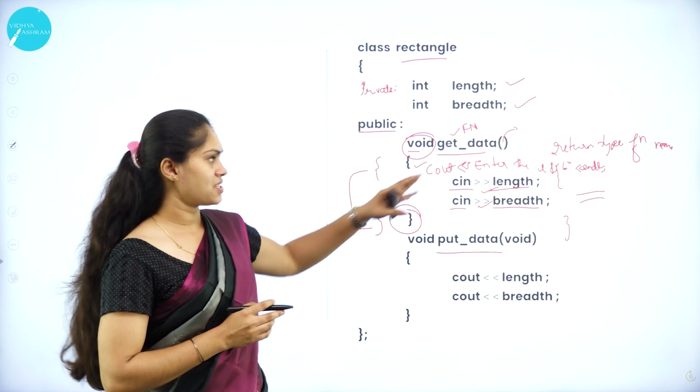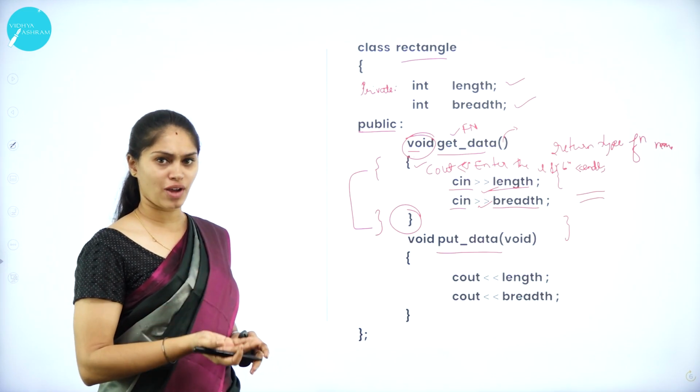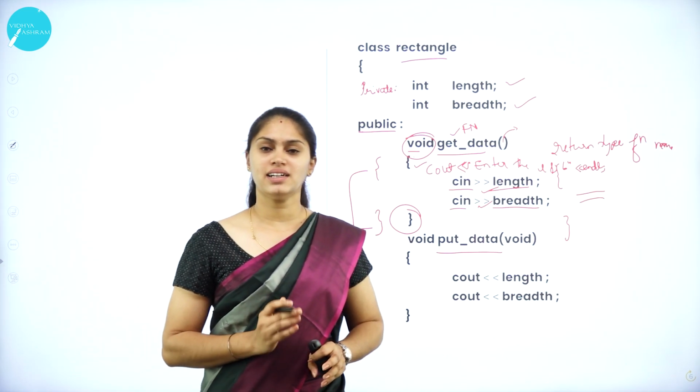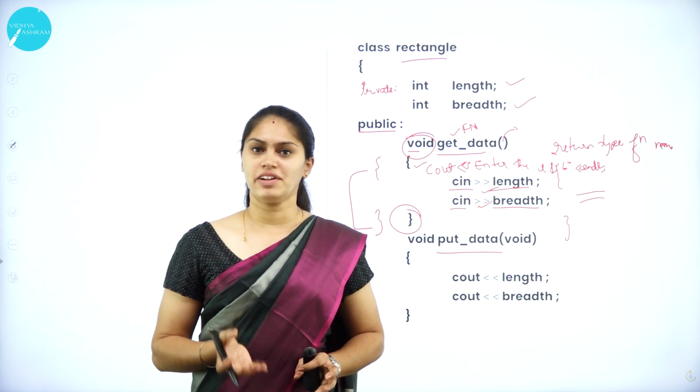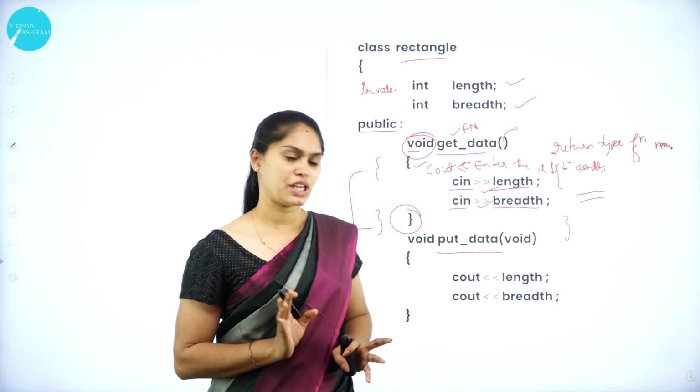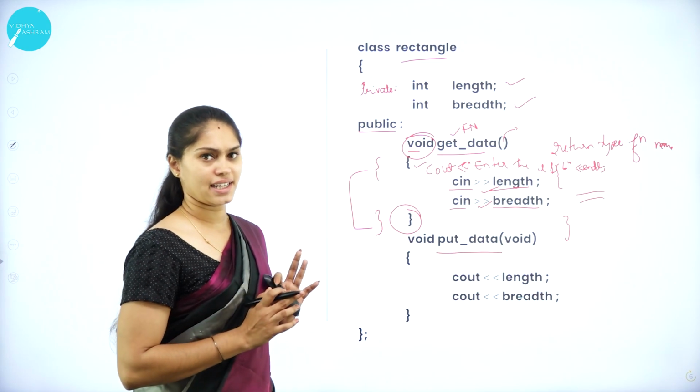Okay, so what does this getData comprise? It will ask the user to provide a value of length and breadth, then it will hold the data given by the user. So this is regarding the getData function.